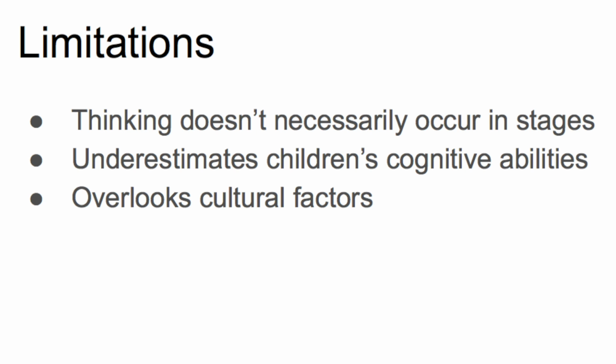Piaget's theory of cognitive development has several limitations, however. Children don't always think in stages. Making generalizations about all children and their ways of thinking throughout development inevitably excludes children whose development occurs differently. Piaget's theory also underestimates children's cognitive abilities. For example, a child could develop faster than Piaget's age groups or go through several stages at once. Piaget's theories also overlook cultural factors. A child's development is very dependent on their environment, and this is something that Piaget's theory does not address.